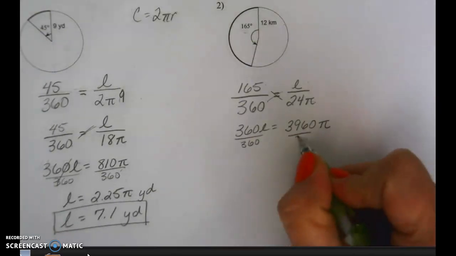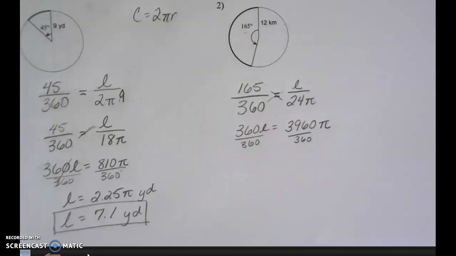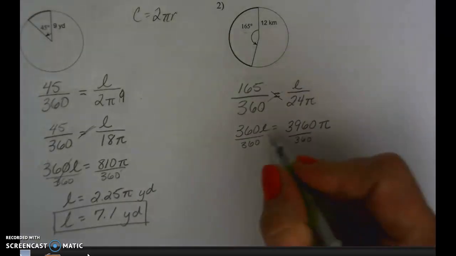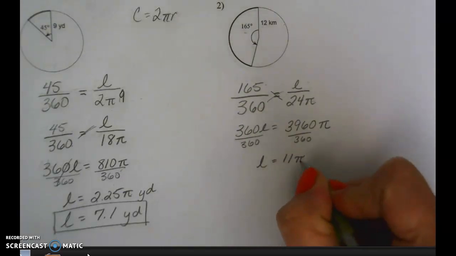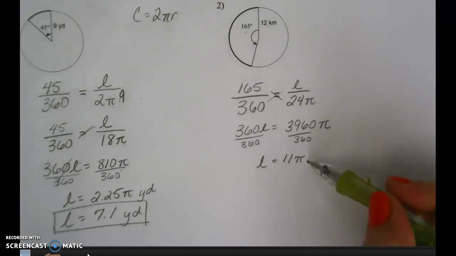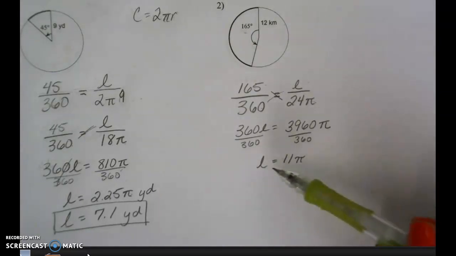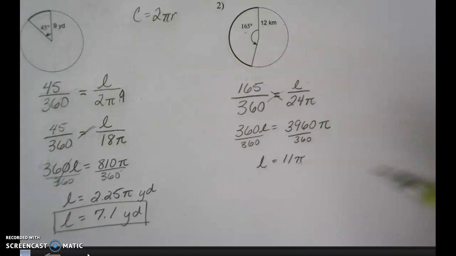And then your last step is to solve for L. So divide both sides by 360. And this one's a nice, even, no decimals. Well, there are decimals because of the pi, but we've got 11 times pi. Now, again, this is an arc length. I don't want to forget units.